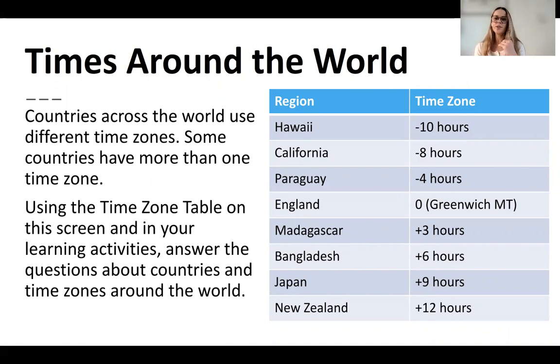I want you to now have a look at that table. You are going to use the time zone table on this screen, and it's also in your learning activities. It's already given to you. You're going to answer the questions about countries and time zones around the world. So there is a bunch of questions for you to answer, and you're using your mathematical brain. A lot of critical thinking to problem solve it. Work out the times in different countries, which is a really cool skill to have, especially if you travel a lot and you need to communicate and connect with people around the world.